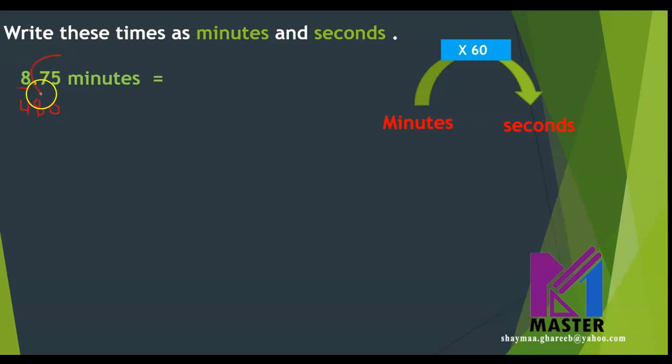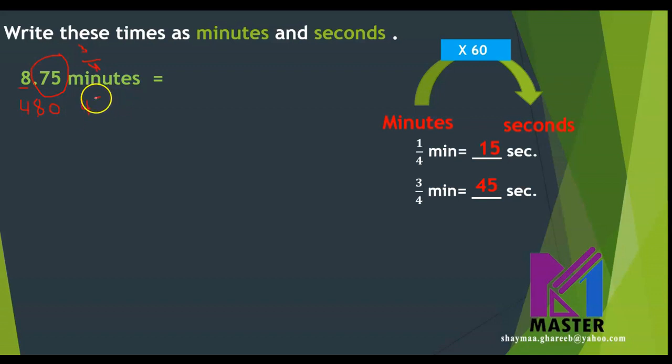And what about this fraction? 75 hundredths. What fraction is it? It's a very famous fraction, which is 3/4. What about 3/4 of the minute? Let's check here. A quarter of a minute, which is a quarter of 60, is 15 seconds. So 3/4 of a minute is 15 times 3, which is 45 seconds. So the 0.75 is 3/4, which is 45 seconds.